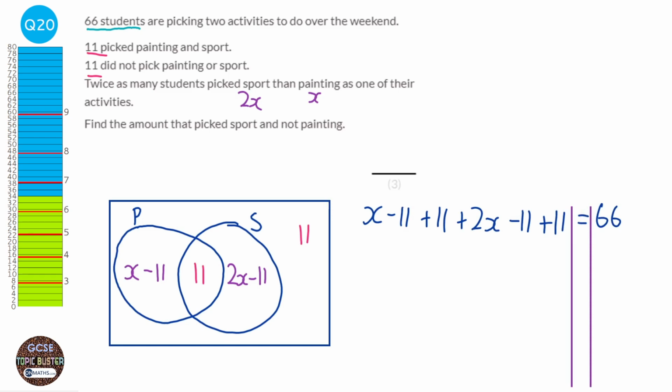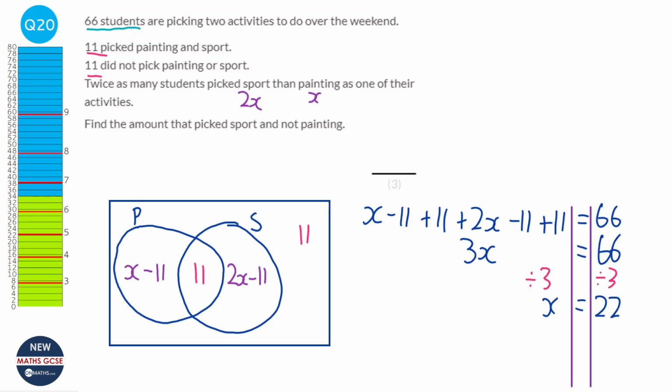Now here we've got x plus 2x, which is 3x. And we've got minus 11 plus 11, minus 11 plus 11. Well, those just cancel out. So we're left with just 3x equals 66. We're going to divide by 3 both sides. So we've got x equals 22.